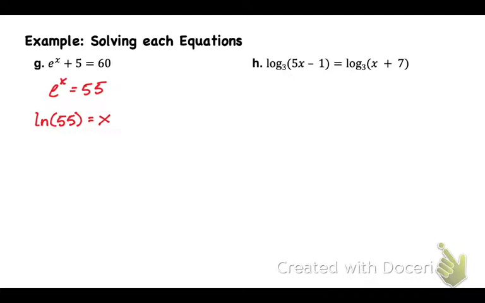Log base 3 of 5x minus 1 equals log base 3 of x plus 7. 1 to 1. Right away, 1 to 1, they're all by themselves. So then 5x minus 1 equals x plus 7. And then we have a basic algebra problem. So x equals 2.